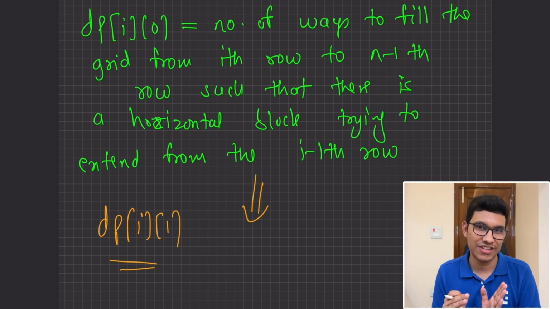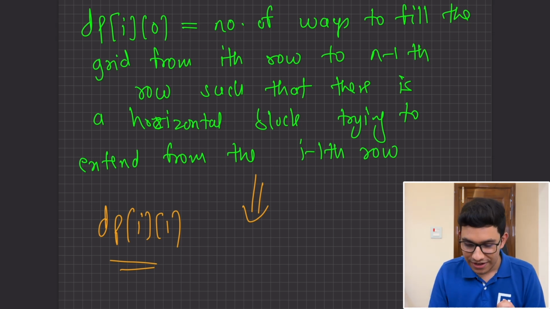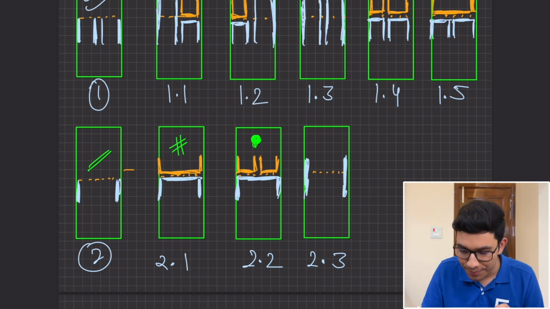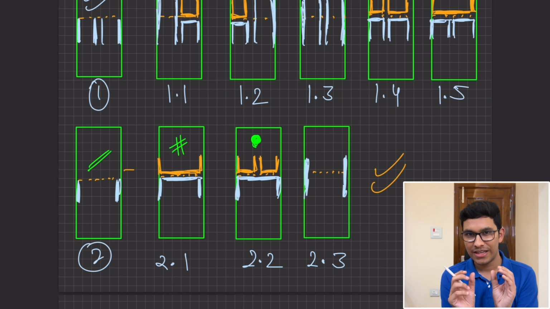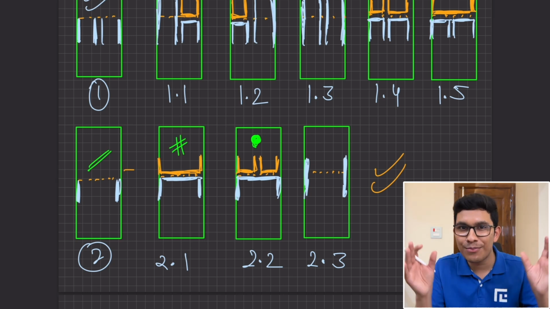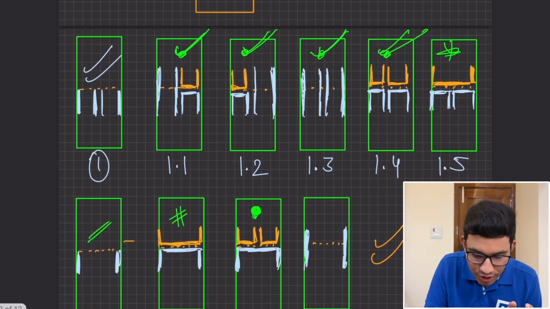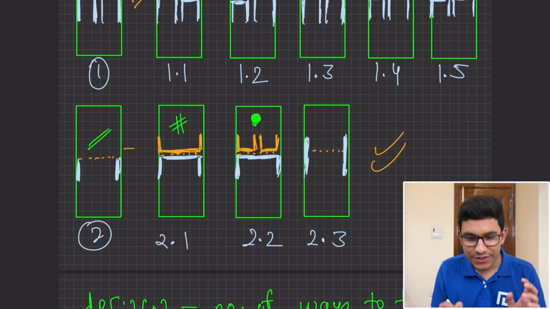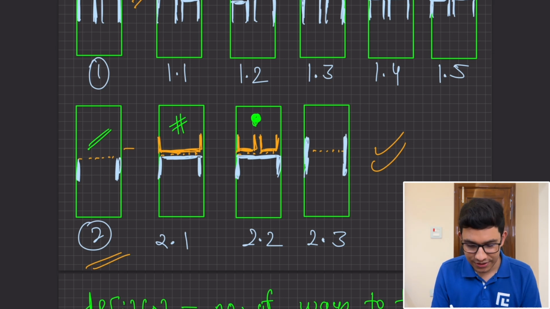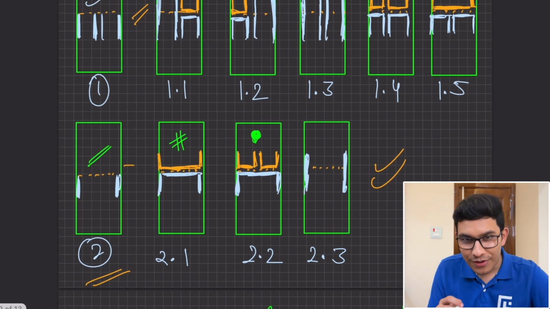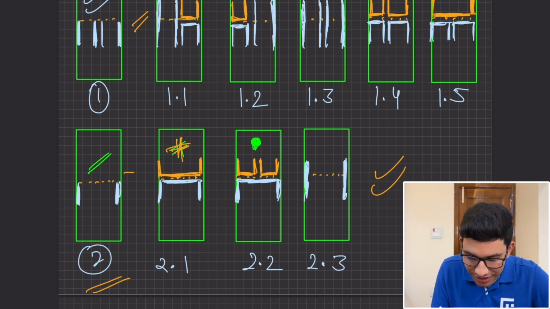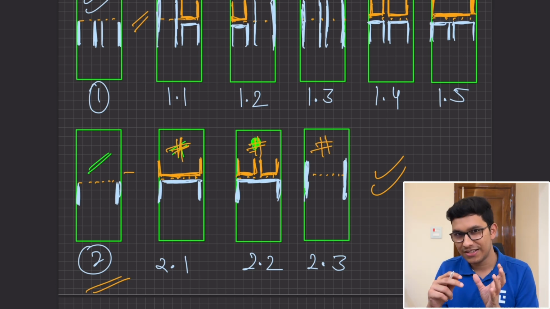What are the transitions? How are the transitions going to look? We clearly know that from the ith row, for dp of I comma 0, there are three possibilities. So if you want to find out the number of ways, you would just add up all these possibilities, right? Similarly, for I comma 1, there are 5 possibilities, so you would just add up all these 5 possibilities. So let's first try to see what happens for dp of I comma 0. It has 3 cases, right? One of them is I plus 1 comma 0, another one is I plus 1 comma 1, and another one is I plus 1 comma 0 again.